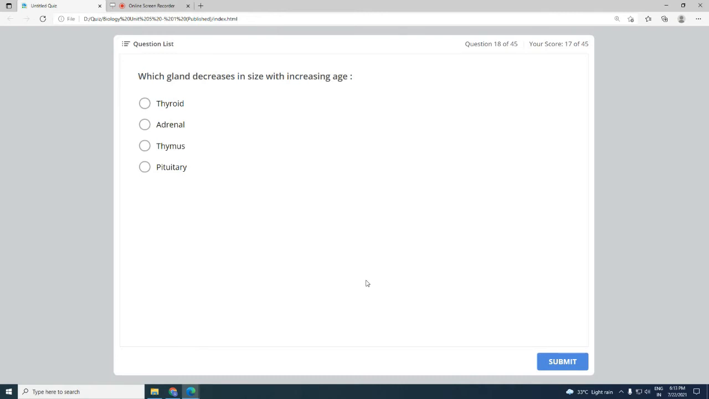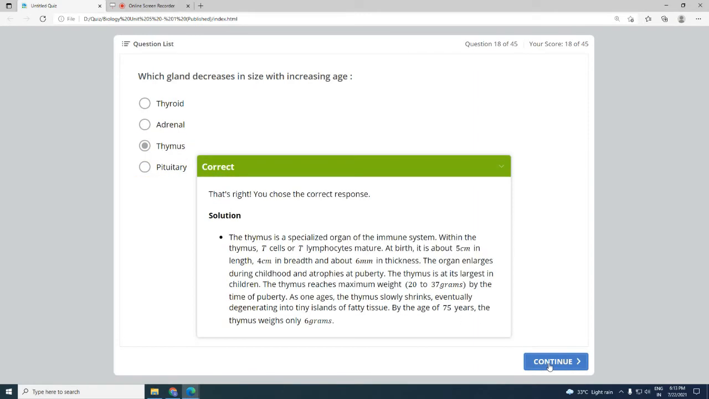18th question. Which gland decreases in size with increasing age? Is it thyroid, adrenal, thymus, pituitary? Which is the right one? Thymus is the right answer.